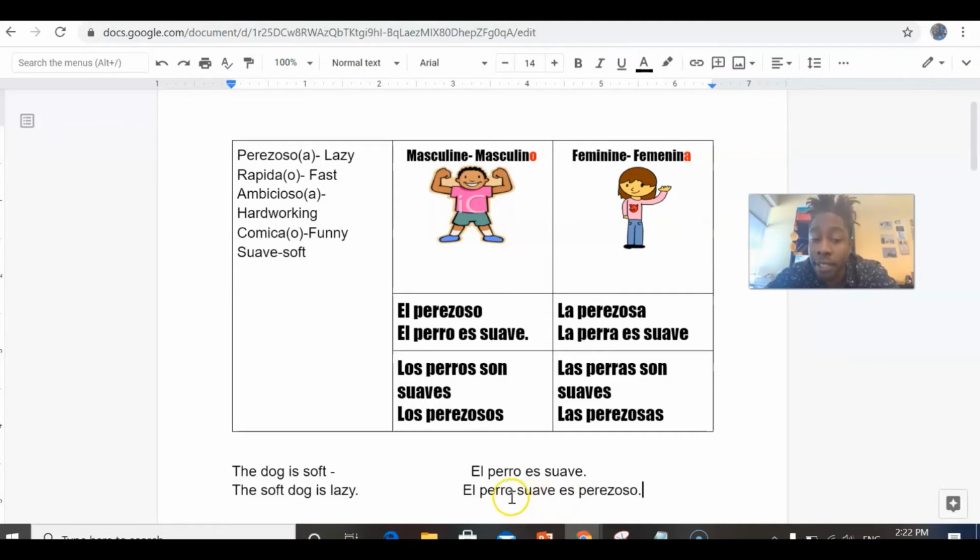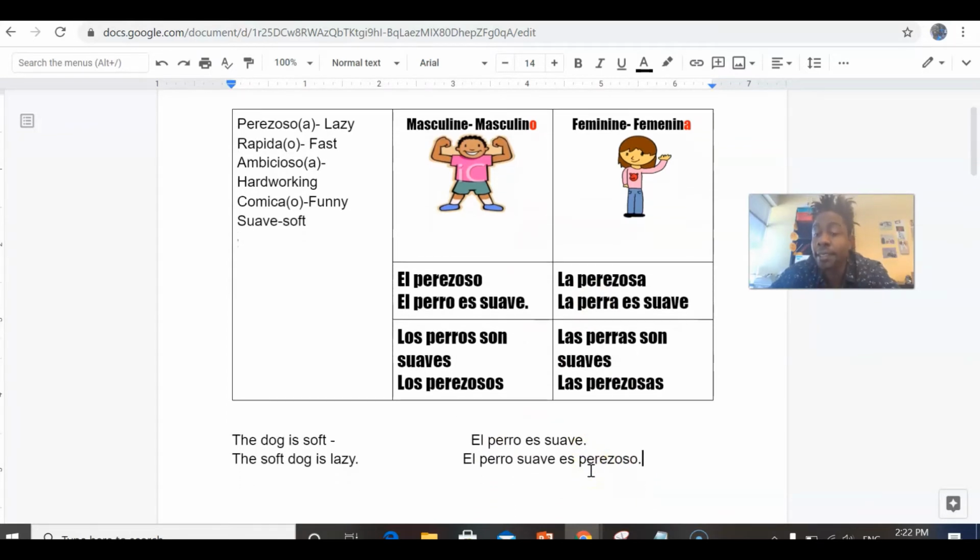This helps because having to choose perezoso, I know it needs to match perro. So if I choose perro first, it makes it a lot easier to choose perezoso to match it here. While if I had perra, then I would want perezosa here. So we're going to have our adjectives last. Let me have you try this. We're going to try and say the boy is hard working.